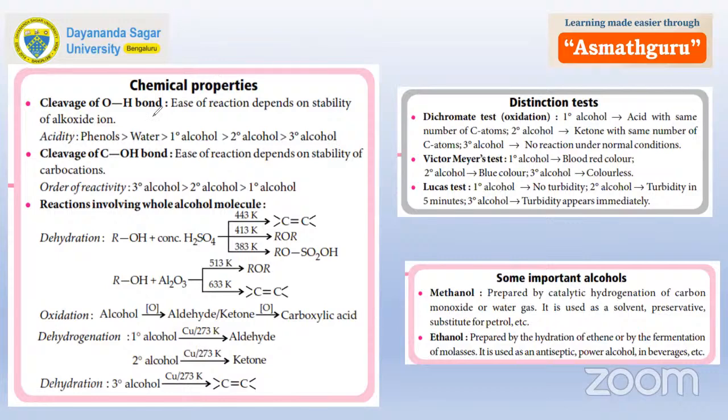There are mainly three kinds of reactions. The reactions involving cleavage of the OH bond. The reactions involving cleavage of the CO bond, which is the second type of reaction. The third type of reaction involves the whole alcohol molecule. So these are the three types of reaction we are having. One by one we will study it.